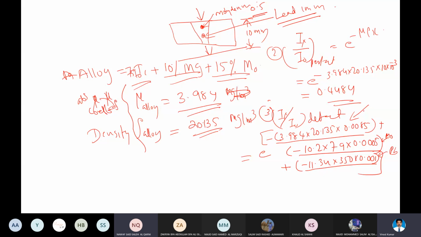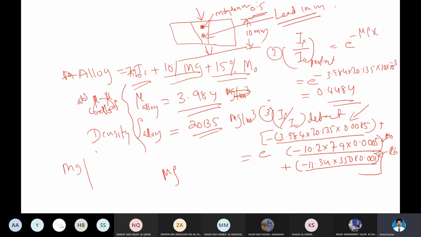Normal alloy. But doctor, I have a question here. From where do you get this minus 10.2 and minus 11.34? Those who solved the question can easily understand. This is material properties, mu and rho. I have given it in the question, those who have solved it, magnesium in a table.